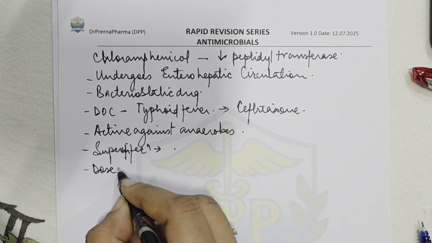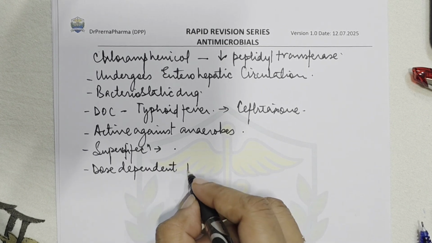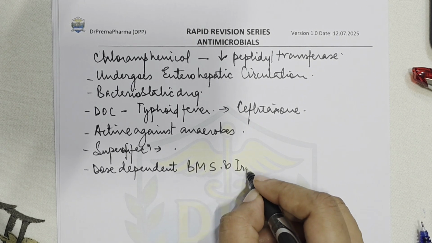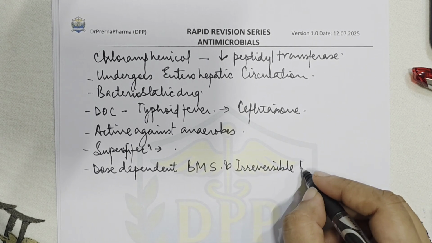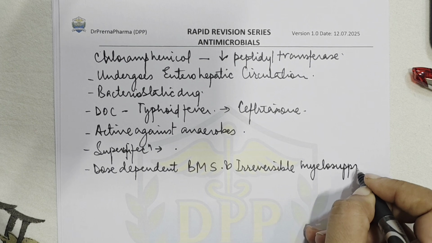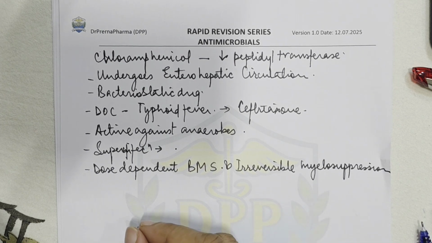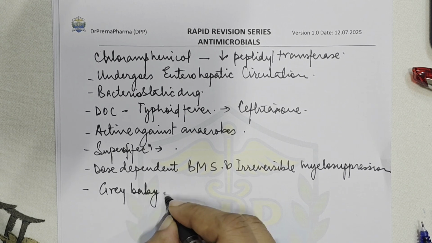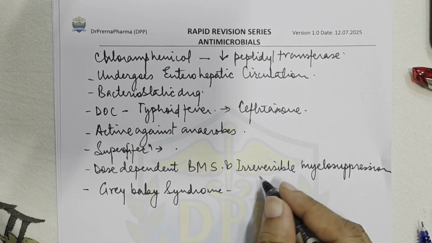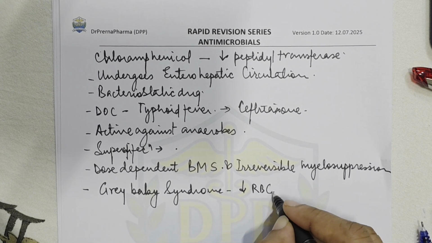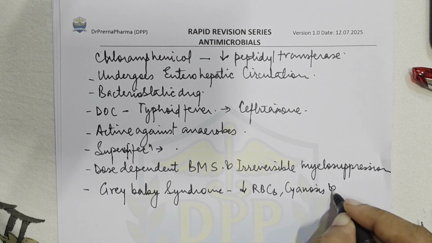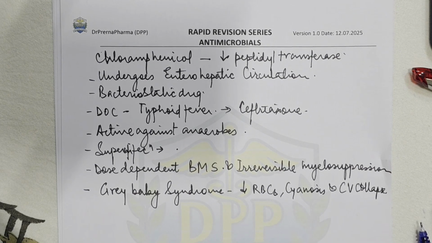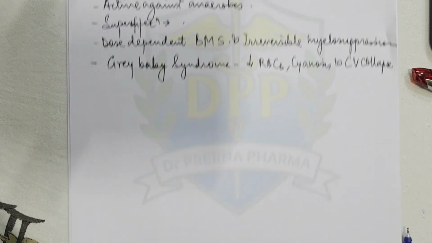Then it causes dose dependent bone marrow suppression and irreversible myelosuppression. Right? Another side effect that happens is gray baby syndrome, which is characterized by decreased RBCs, cyanosis and cardiovascular collapse. So these are the important points about chloramphenicol.